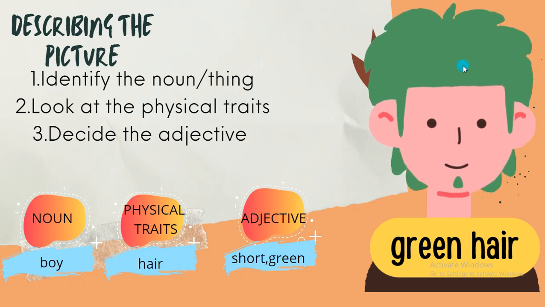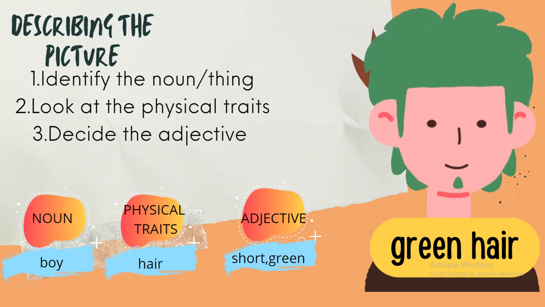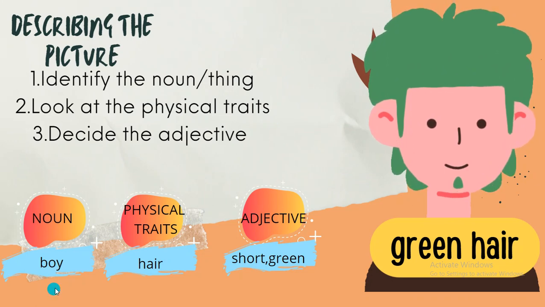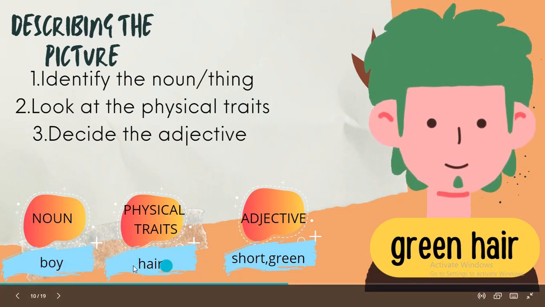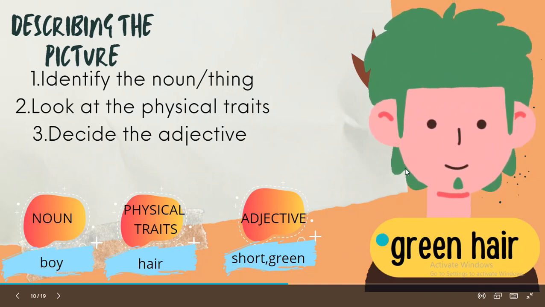What about the size or the length of it? Is it long or short? Okay, and then what about the color of the hair? Because it is so pop that it attracts you. So we go with the color of the hair. So our noun is boy, physical trait is hair, and adjective short or green. So we go with green hair. You have to identify this before you start using the adjective.